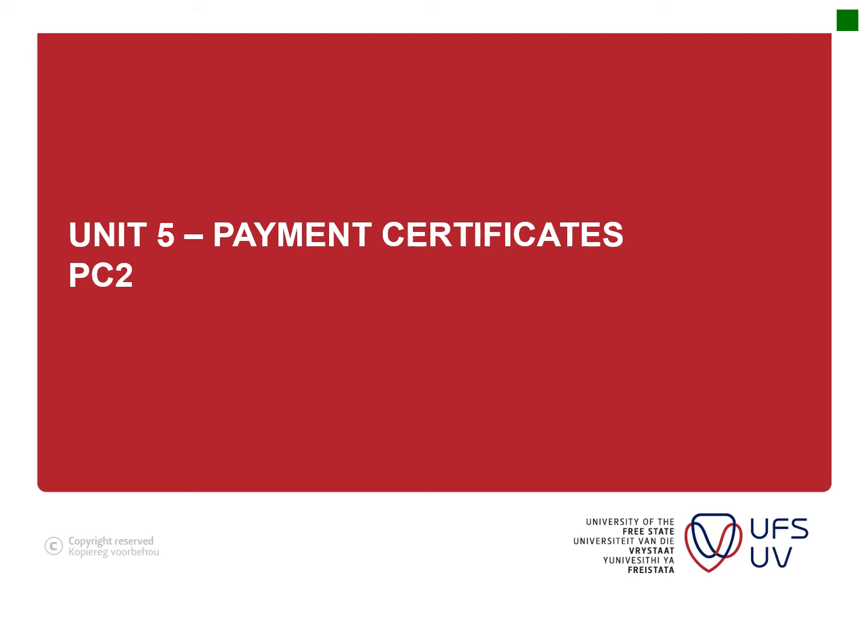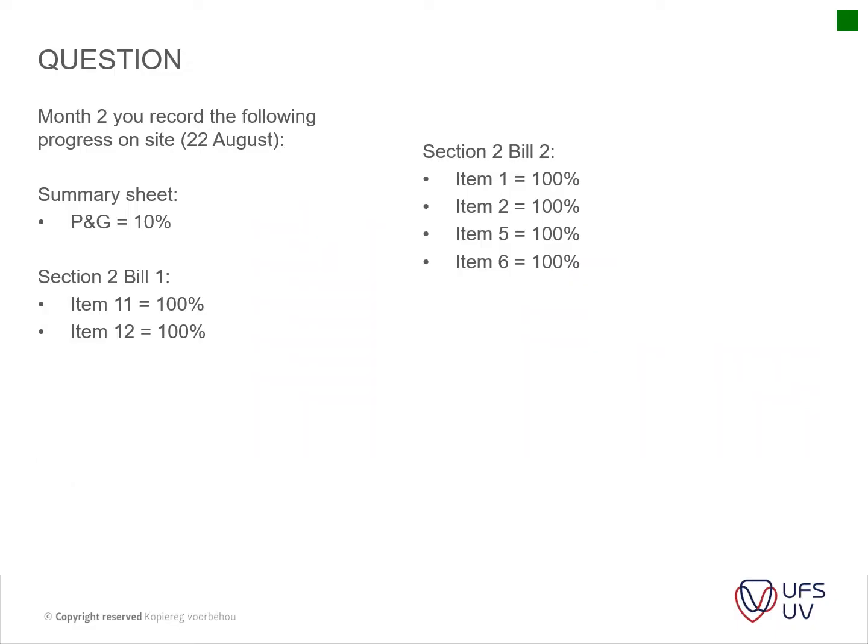So what we're going to do is take payment certificate 1 and update it with payment certificate 2. The information that you will be given is something along the following lines. In month 2 you recorded the following progress on site, and the measuring date is the 22nd of August. You would remember the first payment certificate was the 22nd of July, so this is a month later.